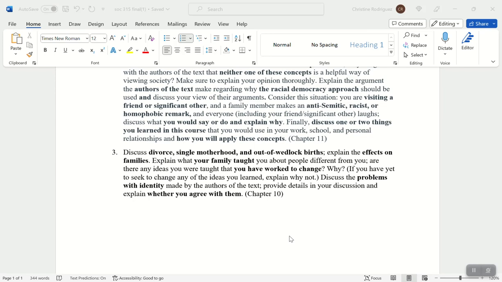Explain what your family taught you about people different from you. What did your family teach you? All of us learn things from our family about people who are different from us, whether people have a different religion or are from a different social class or are of a different ethnicity or a different race, etc. What did your family teach you about people who are different from yourself?